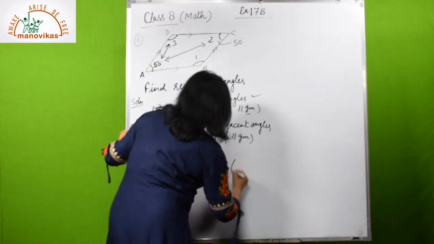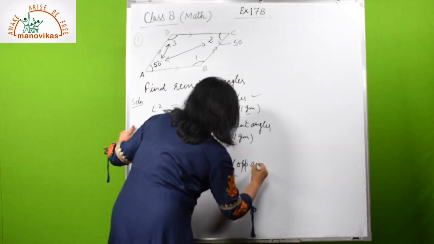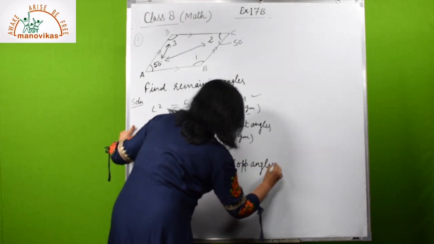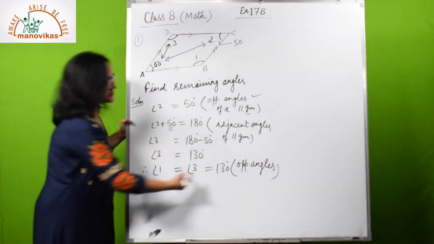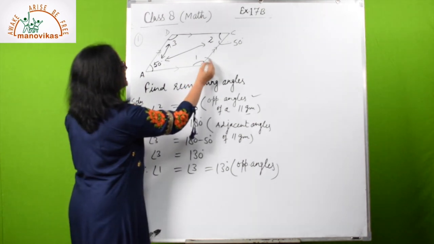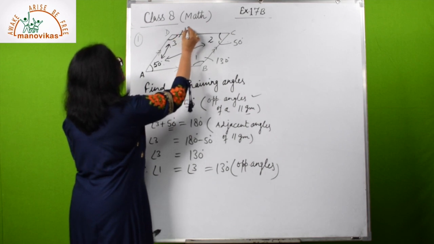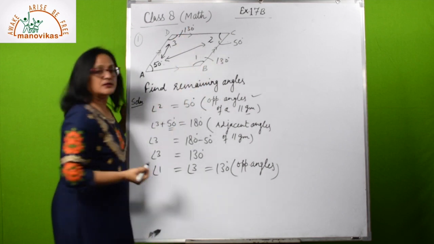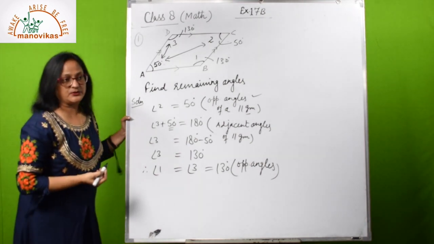What is the reason? Opposite angles. In the beginning we have mentioned it, and here also you will mention angle 1 is equal to angle 3, why? Because they are opposite angles. So this way we have found all the angles. This is 130 and angle 3 is also 130 degree. So this way we have found all the angles of the given parallelogram.